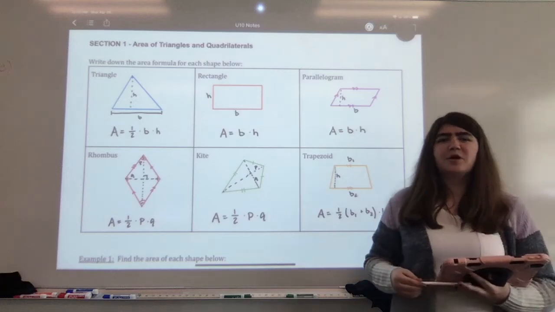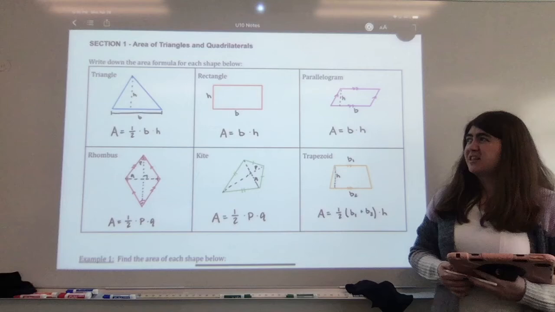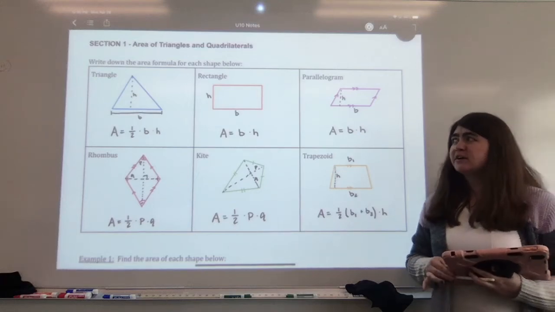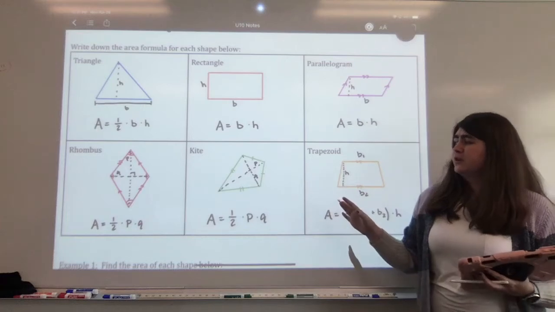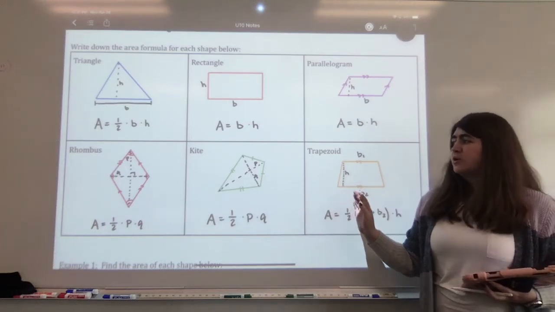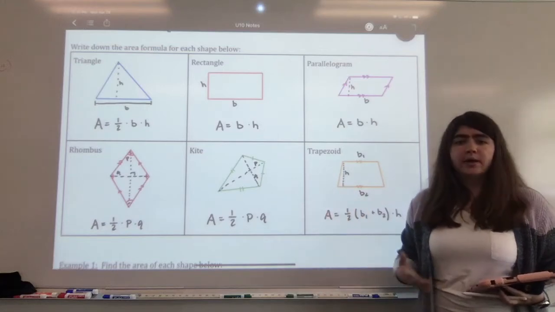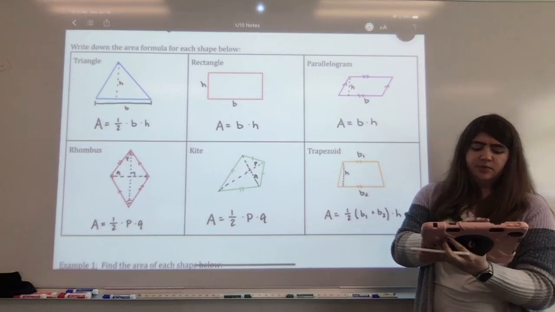Hello everyone, today we are beginning Unit 10 on 2D geometry. Starting in Section 1, we have area of triangles and quadrilaterals. So here we have a bunch of area formulas for each shape, and I'm going to zoom in so you can see them better in just a second. And I'm going to mention that you should already know what each of these shapes are, but we'll cover that a little bit in detail as we go.